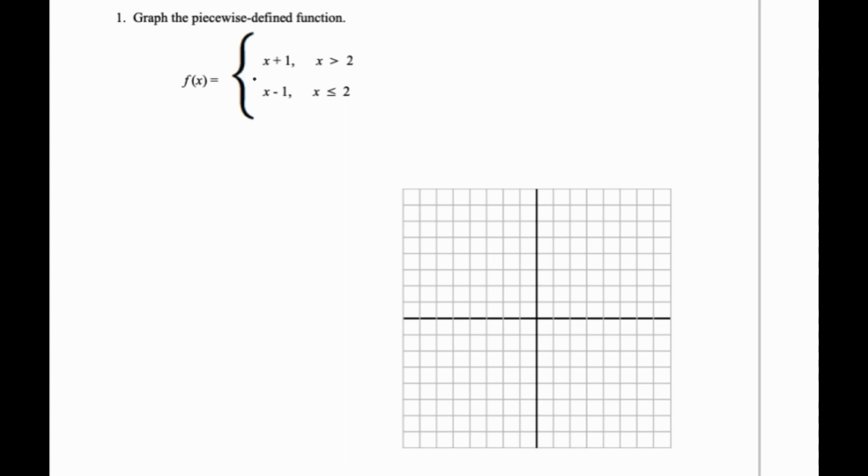All right, so our function is going to follow the formula x plus 1 whenever x is greater than 2, and it'll follow the formula x minus 1 whenever x is less than or equal to 2. You can go to Desmos to see what these curves look like individually.